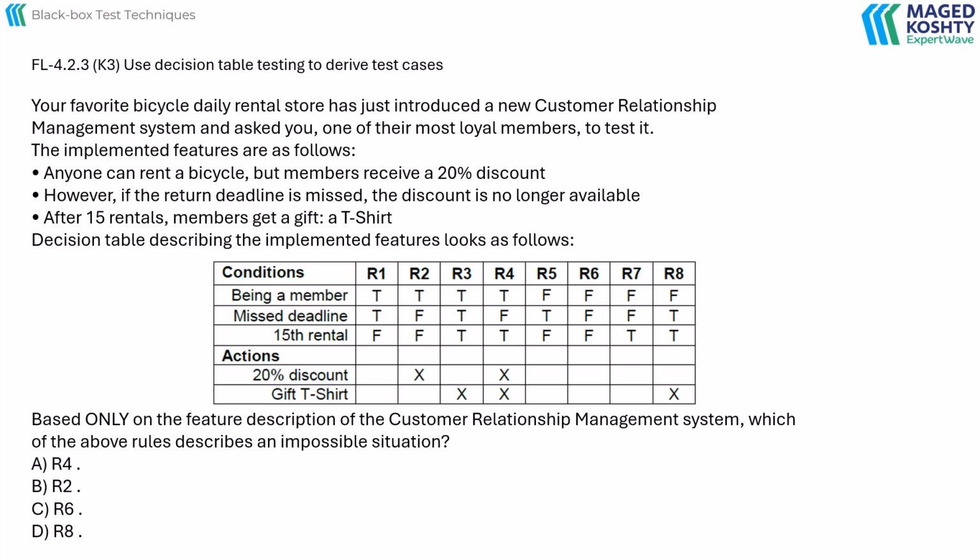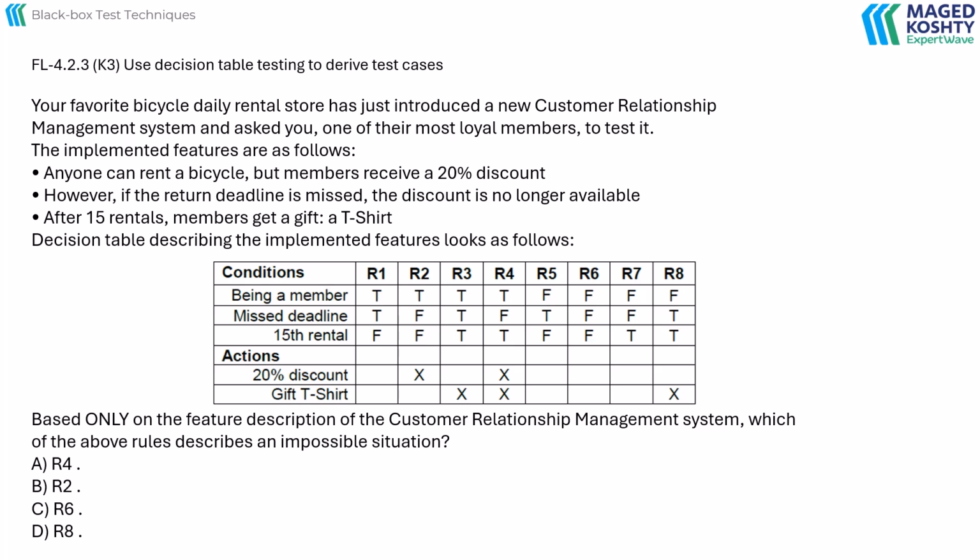The question is based only on the feature description of the customer relationship management system. Which of the above rules describes an impossible situation? The question is, does the decision table follow the instructions mentioned or not? And which of the 8 rules doesn't follow the instructions? There are 2 ways to solve this question. One is to go through the rules mentioned in the answer option and check whether they match the instructions guide. The other thing I prefer is to go through each instruction and see if it is mapped correctly to the table.